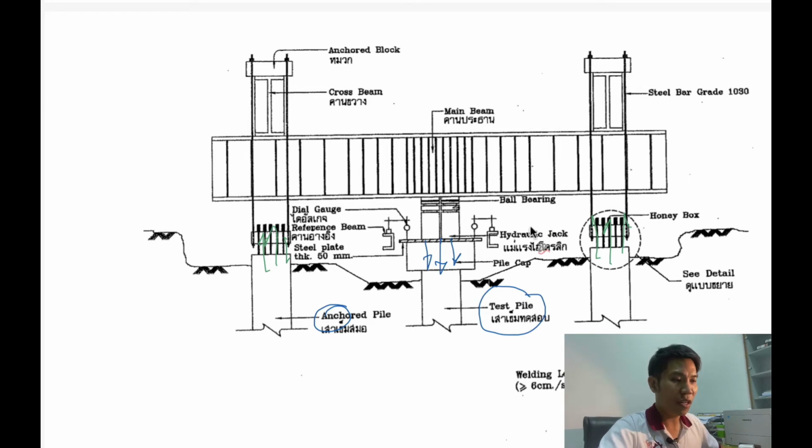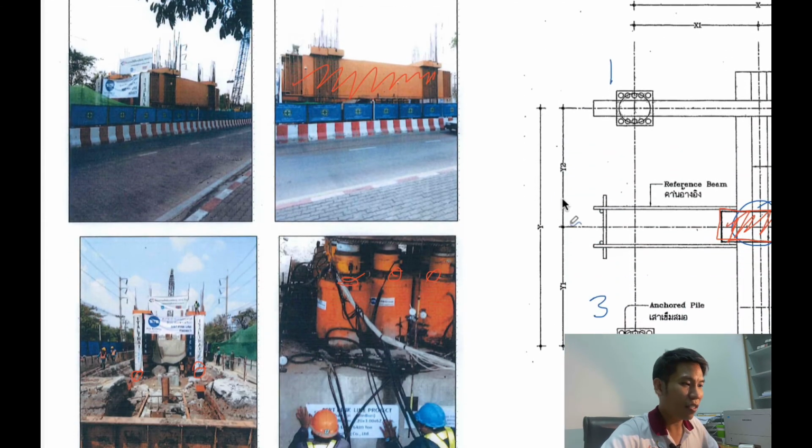For the components, we have the so-called main beam installed around here, and we have the so-called cross beam. And it's not only this. We have to measure the deformation, so we have to install dial gauges. Here we have two dial gauges installed, and the dial gauges have to be installed on the reference beam. The reference beam is somewhere around here. The reference beam is this one.